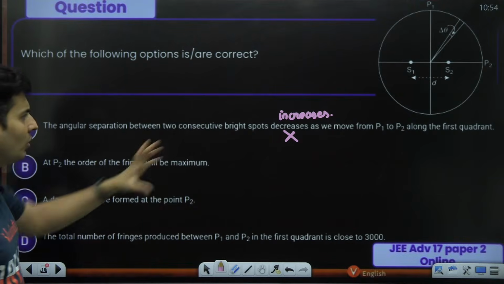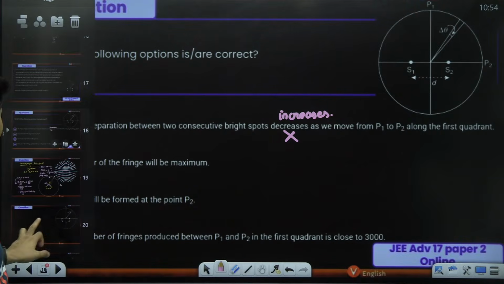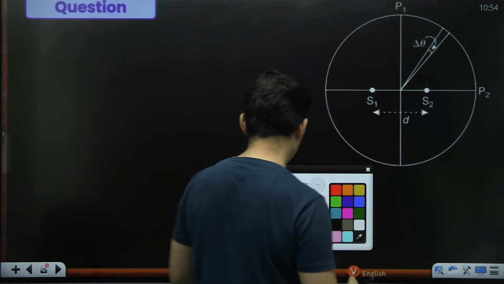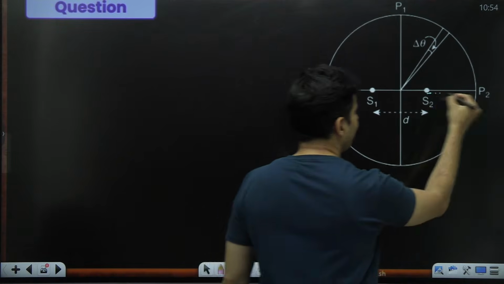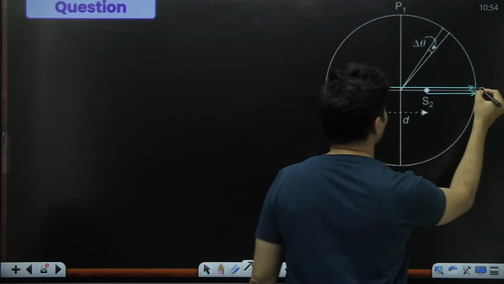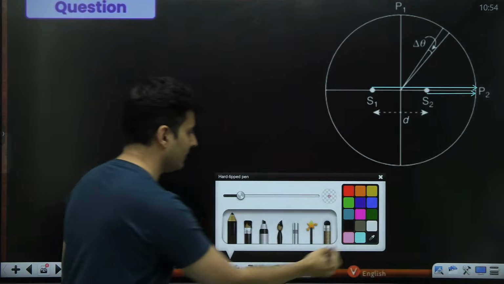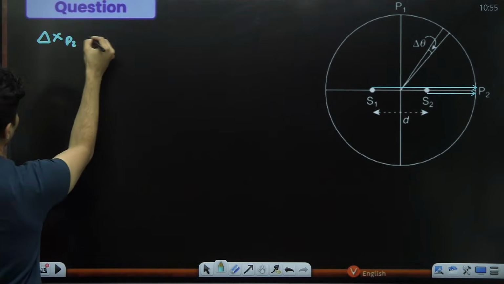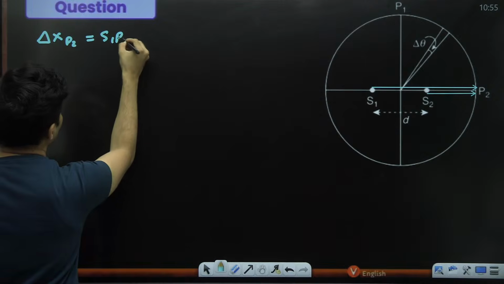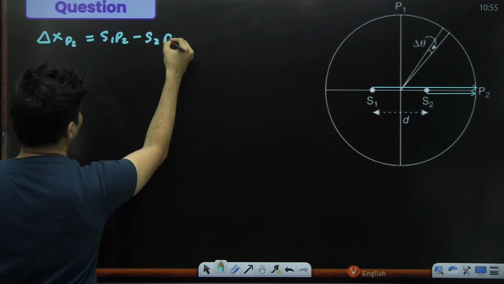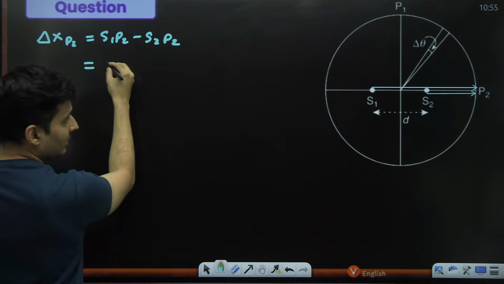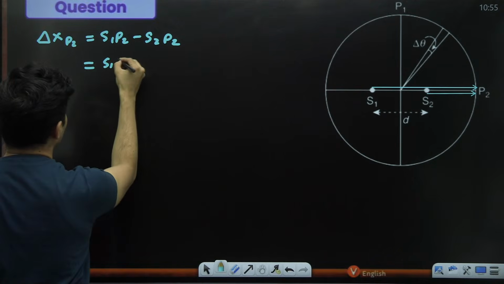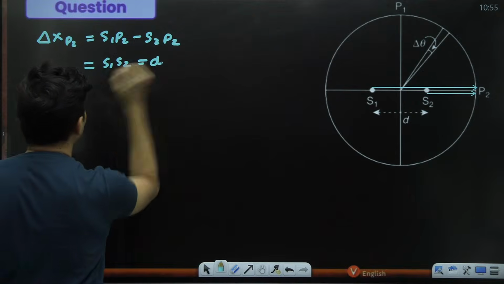At point P2, what exactly do you get? So at P2, if you want to see what exactly you get, one ray will go directly like this, the other ray will go like this. So there is definitely a path difference at P2. So delta x at point 2 will be S1 P2 minus S2 P2, which is nothing but this distance minus this distance, which is nothing but S1 S2, which is nothing but D.